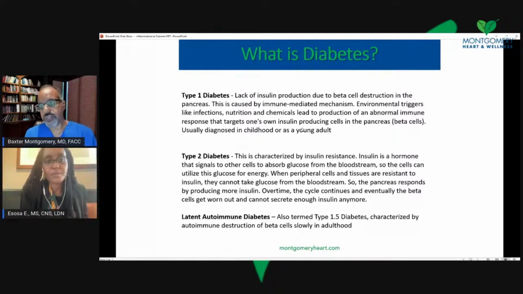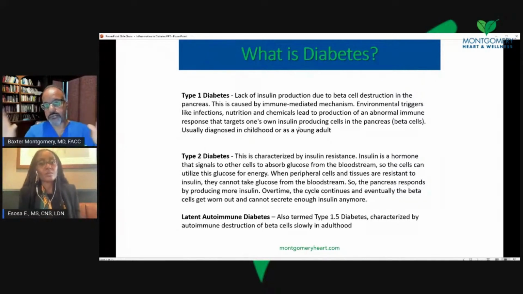The environmental triggers such as infection, nutrition, chemicals, etc., cause an abnormal immune response that targets their own insulin-producing cells. So basically, your immune system, which is supposed to protect you, in this case, attacks you. And it attacks beta cells, which are the cells that produce insulin inside the pancreas. And hence, the pancreas doesn't produce adequate amounts of insulin.